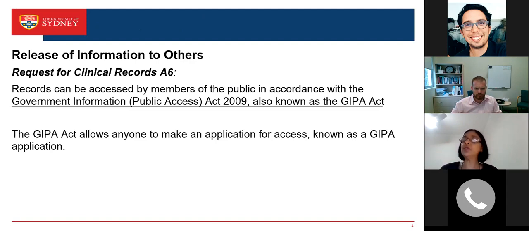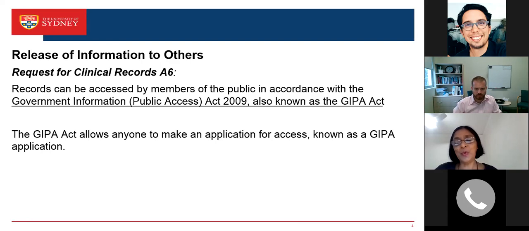It becomes more of a dilemma when it's a second or third party request, but a person is allowed to access their records. The implication there is we need to think very carefully about what we're recording and how we're recording it.